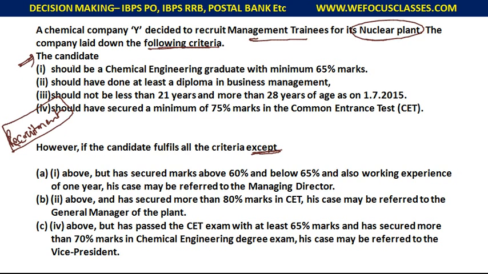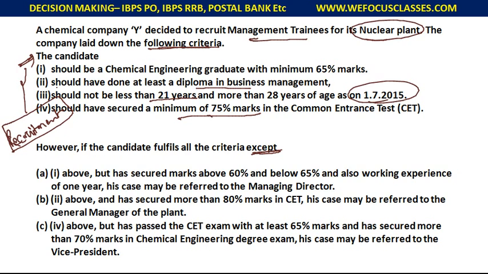What is the eligibility criteria for the candidate? He should be a chemical engineering graduate with 65% marks. Should have done at least a diploma in business management, should not be less than 21 years of age, more than 28 years of age as on 1/7/2015, should have secured a minimum of 75% of marks in the common entrance test. So these are the direct conditions. It means like if he fulfills all these 4 conditions, he'll be getting a job.